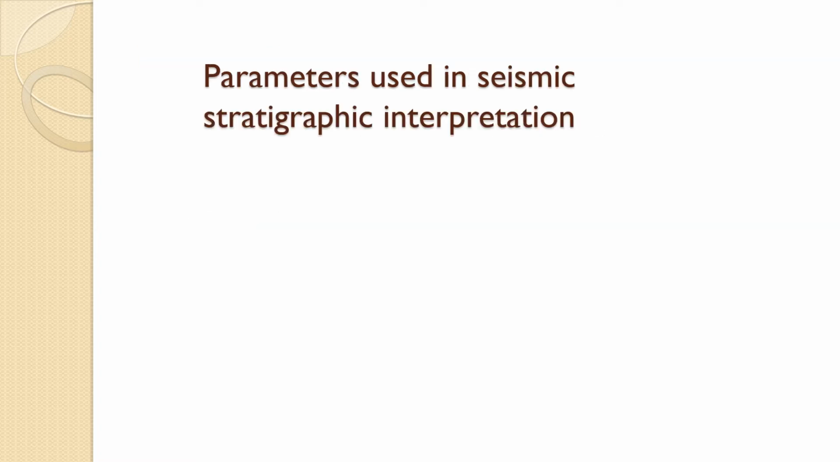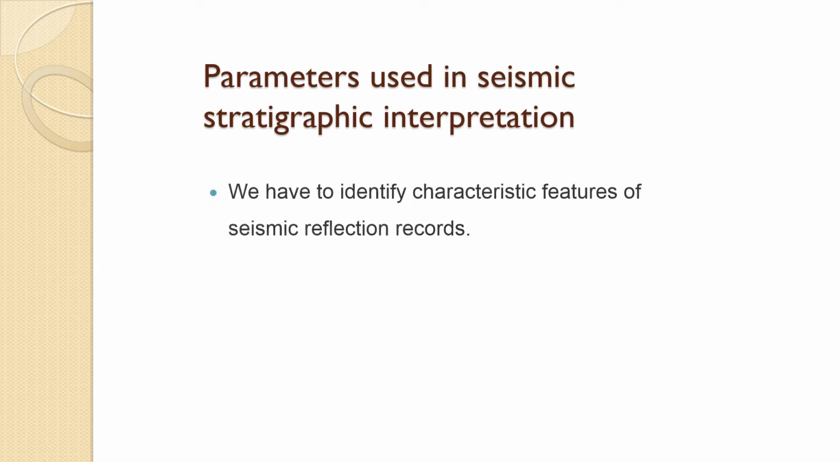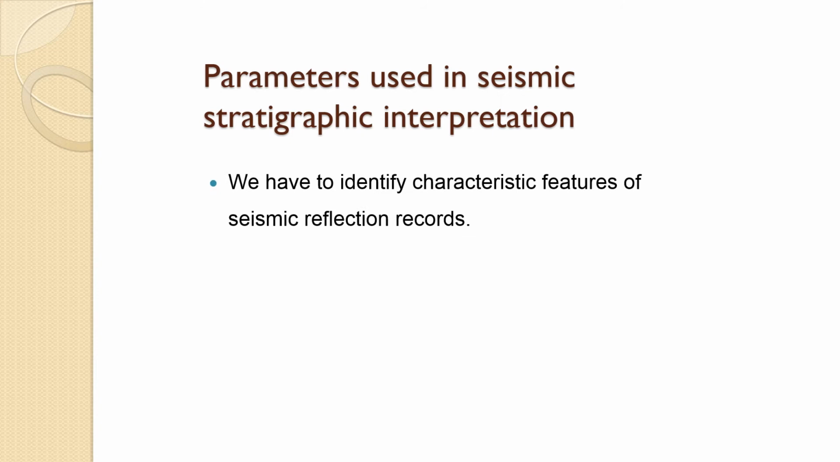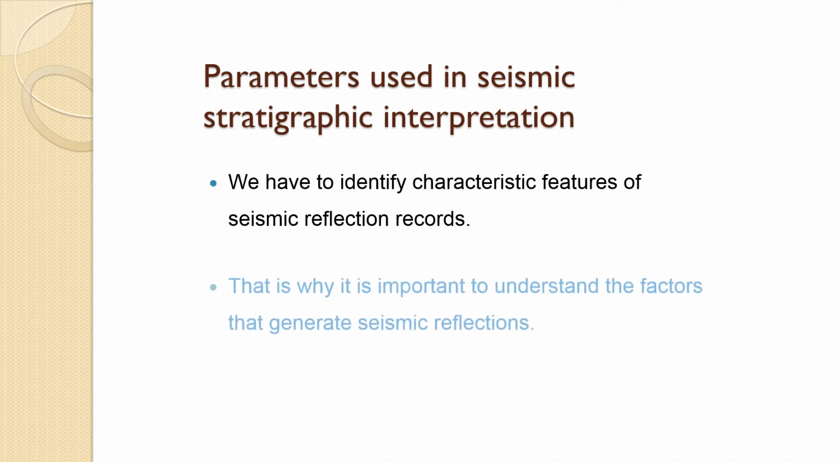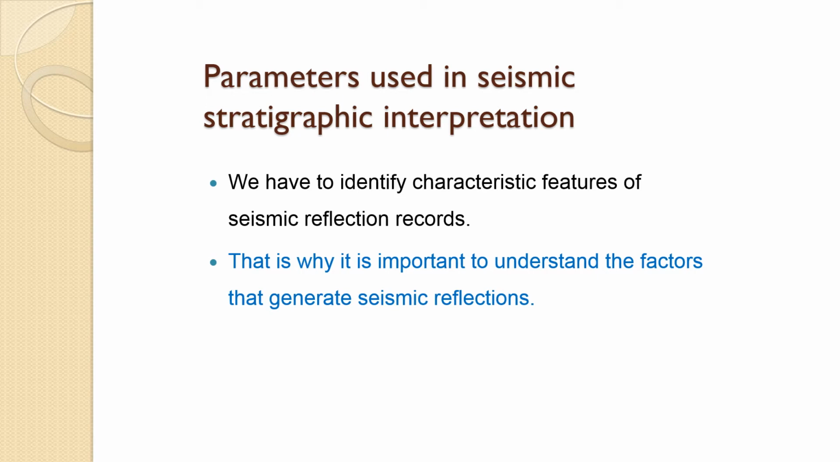Let's move now to see the parameters used in seismic stratigraphic interpretation. We have to identify the characteristic features of seismic reflection records. And say that again, the characteristic features of seismic reflection records. And this is why it is important to understand the factors that generate the seismic reflections. You need to know what are the causes, or the reasons, that because of them we have those seismic reflections. Then you can study the characteristic features of seismic reflections.